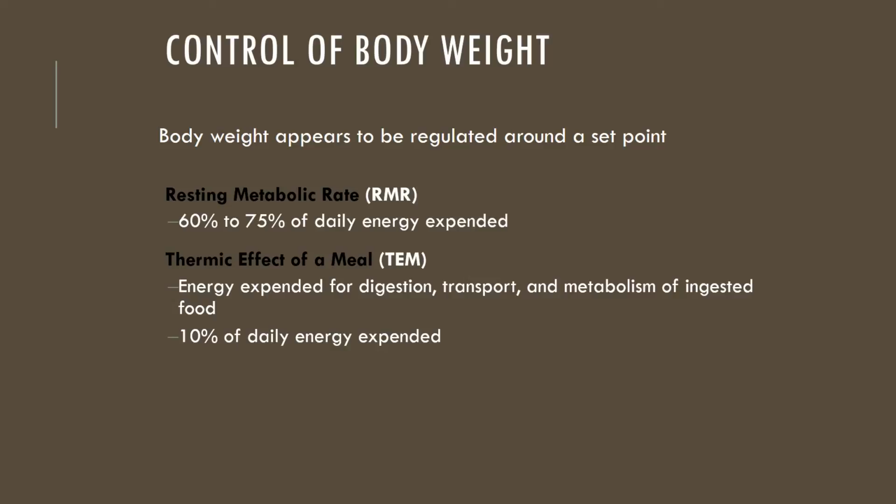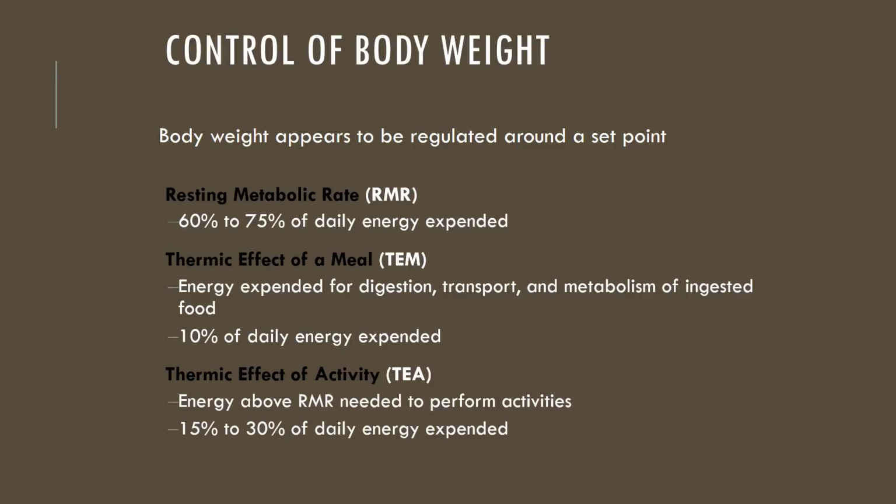Then there are other additional components of energy expenditure. There's the thermic effect of a meal, or sometimes this is called the thermic effect of feeding. This is the calories that you burn to digest, transport, and break down food. This is about 10%. So if you assume a 2,000 calorie diet, that means that every day you burn about 200 calories digesting and breaking down food.